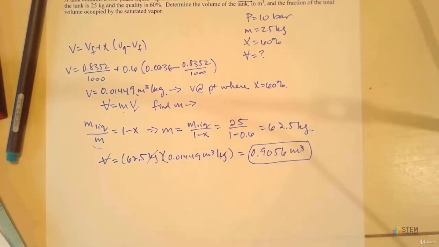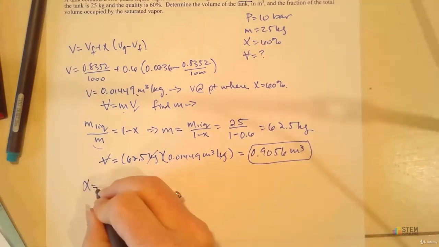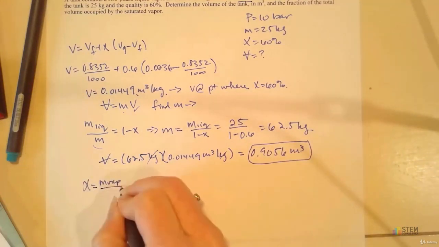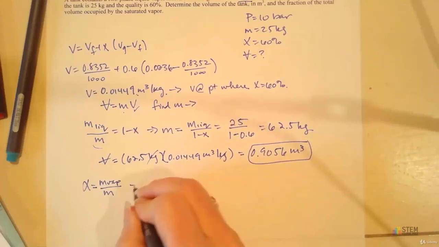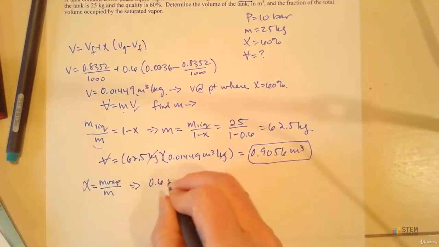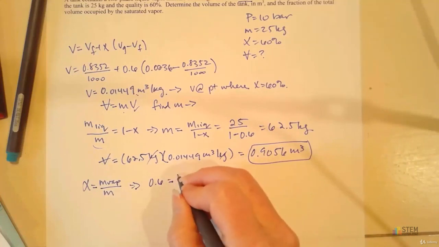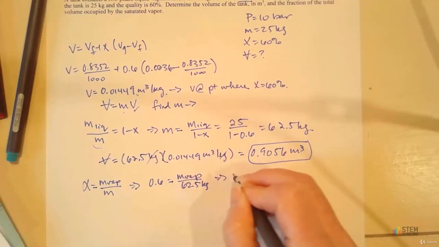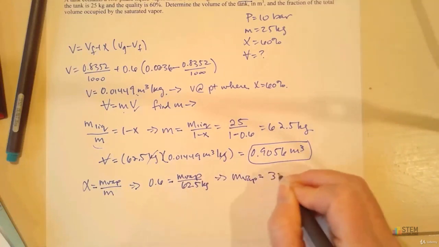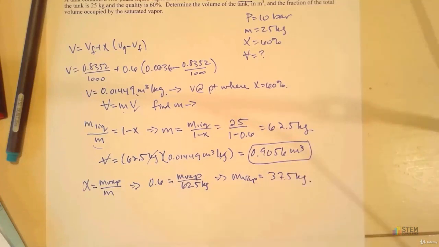And now what we're looking for, we already found our volume, now we want to find the fraction of the total volume occupied by the saturated vapor. To do that, let's look at this expression here. So quality is the mass of the vapor over the total mass. So we know that. That means we can write that 0.6 is going to be the mass of the vapor over 62.5, and then you can find the mass of the vapor. That gives us 37.5 kilograms.